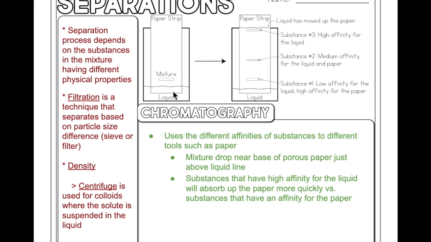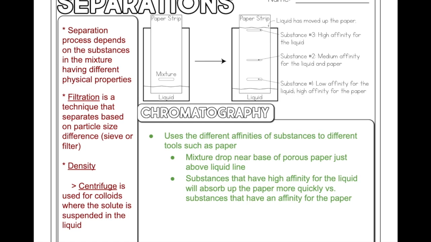The substances that have high affinity for the liquid will absorb up the paper more quickly. So we have the mixture here. The liquid is going to move up the porous paper. As the liquid moves up, if a certain substance in the mixture has a high affinity for the liquid, or is attracted to it, it's going to follow right along with the level of the liquid, such as substance 3 did here.